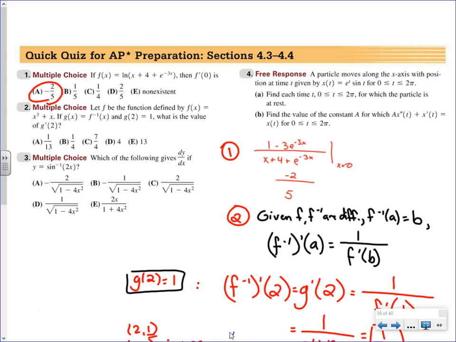Okay, so then going back to number 3, what's the derivative of sine inverse? 1 over the square root of 1 minus 2x squared times u prime. The only one that has that is C. Thank you. I need my u prime. I forgot to put that in negative.